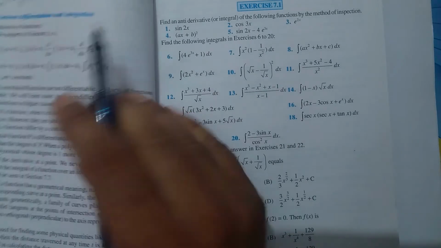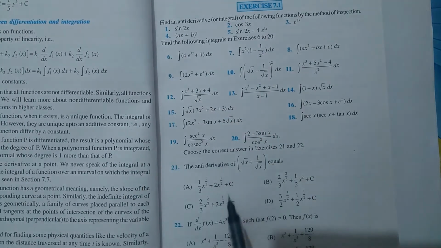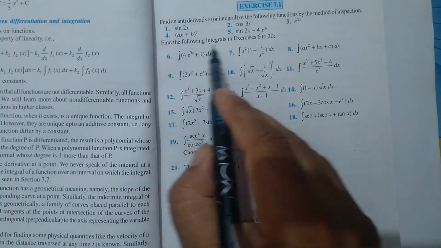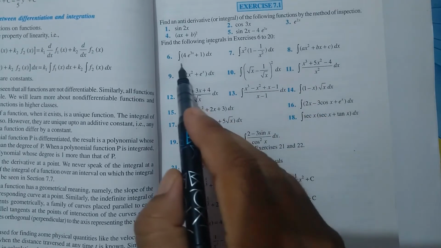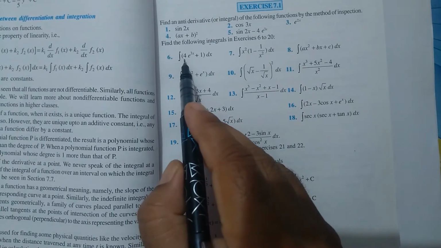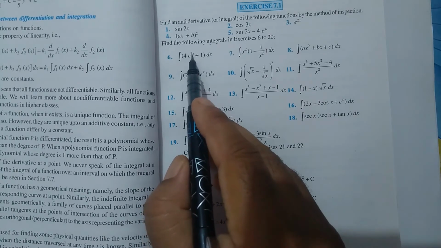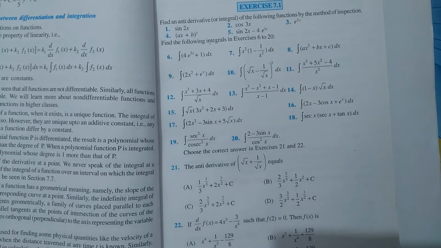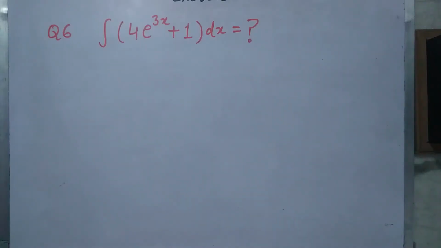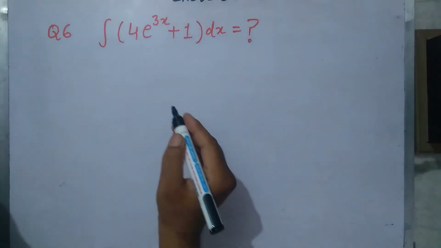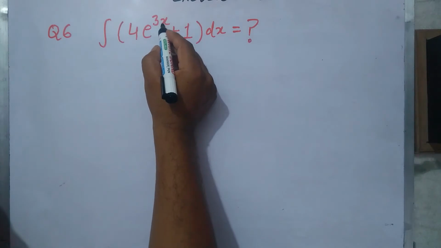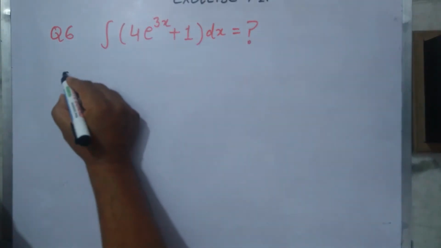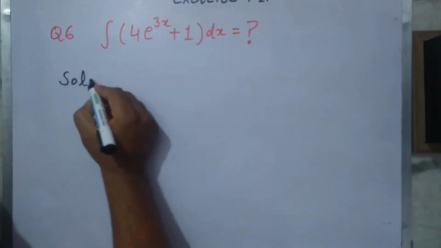Now next we have, from question number 6 onward, find the following integrals in exercises 6 to 20. So the very first question is 4 e raised to power 3x plus 1 dx. Now our question number 6 is integration of 4 into e raised to power 3x plus 1. So how to solve this question now?